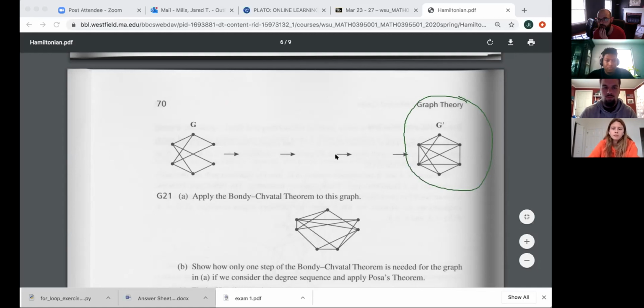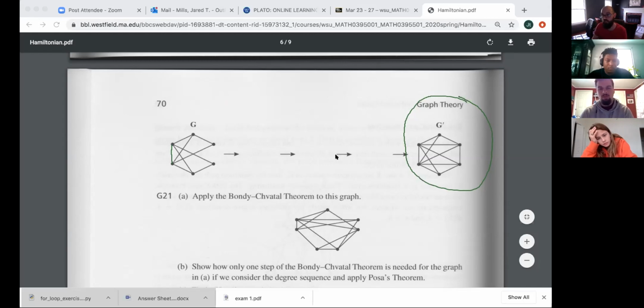So what the Bondy-Chvátal condition says is that you have the ability to make your life easier by adding in edges. If you can't find a Hamiltonian cycle, you can add in edges. Specifically, I'm able to add in this edge right here. With that edge, it's presumably easier to find a Hamiltonian cycle because I have more choices. If I can find a Hamiltonian cycle in my new graph, the theorem says you can also find one in the original graph without using that edge.